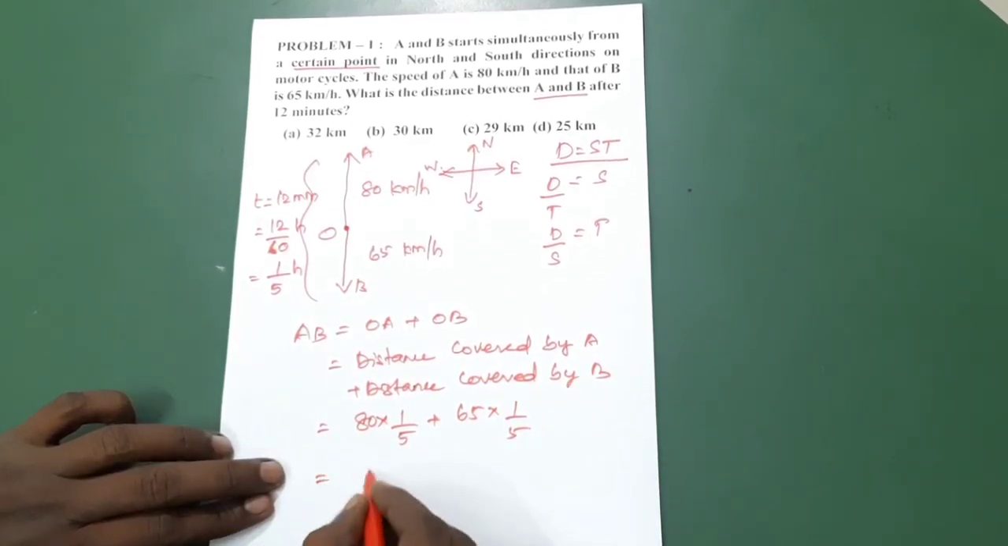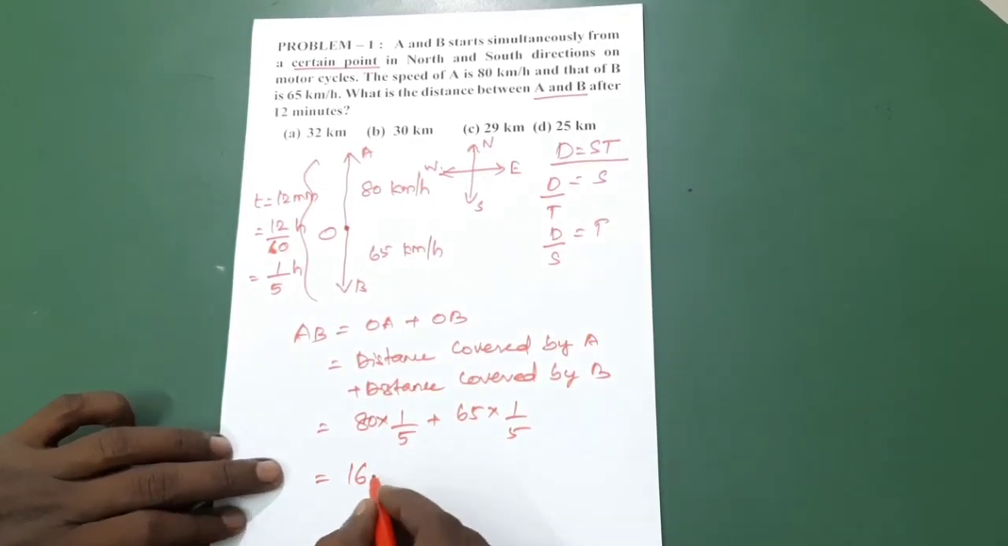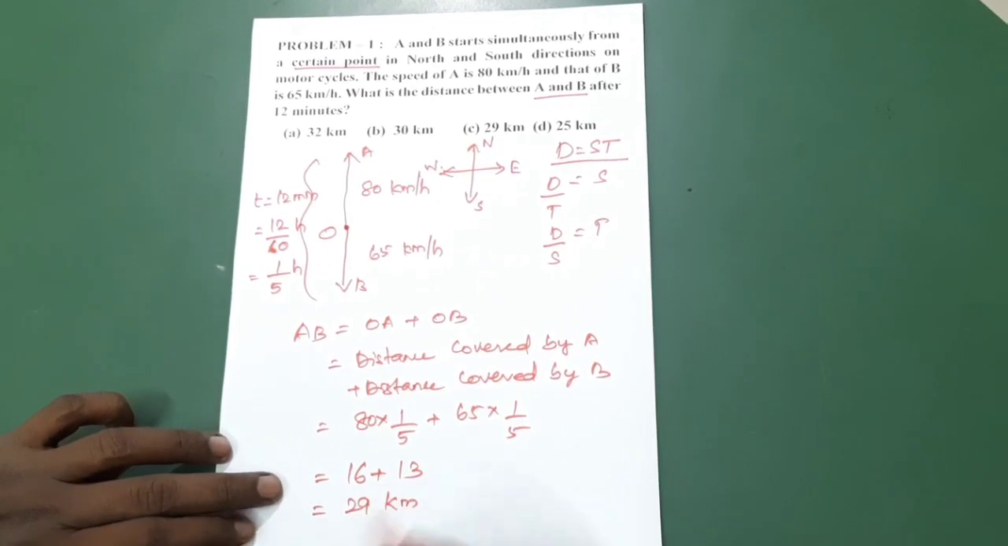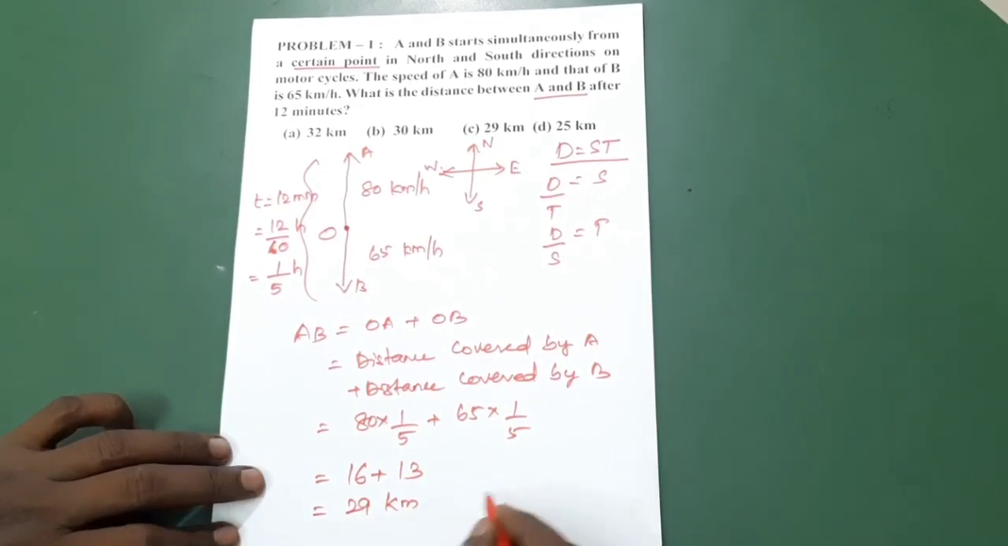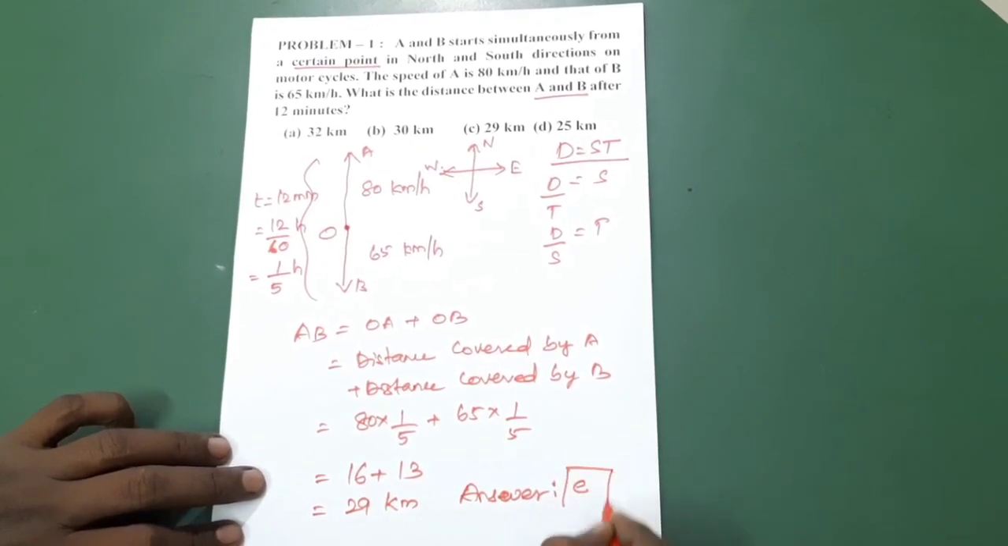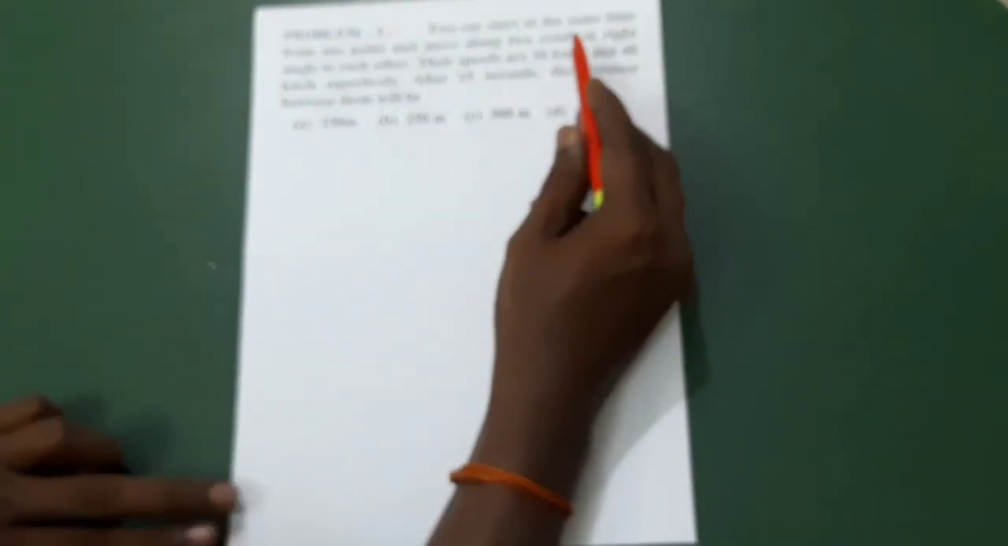So you can cancel it. This is 16 plus this is 13. So 29 kilometers. So the answer is C. Answer is C.